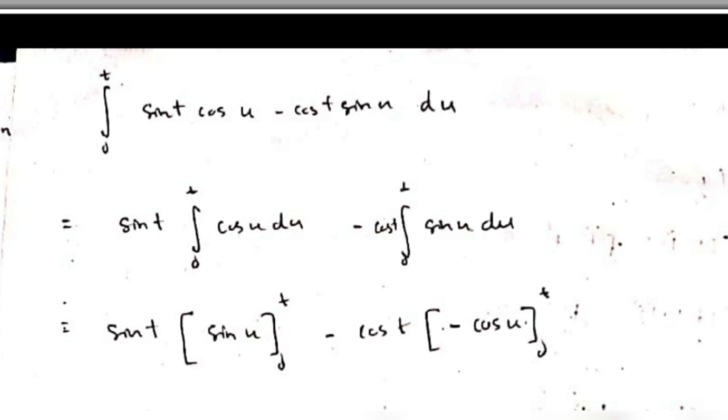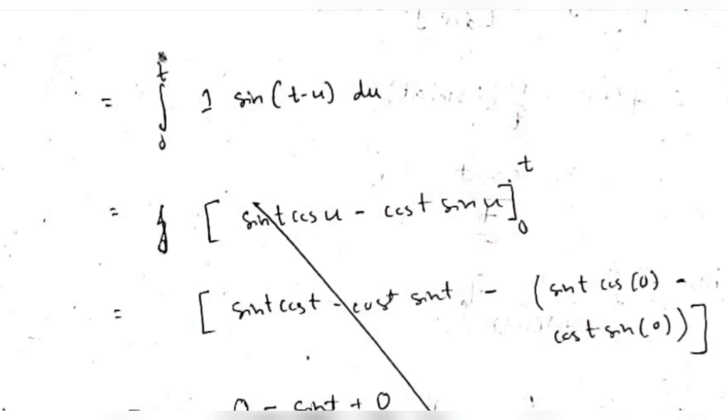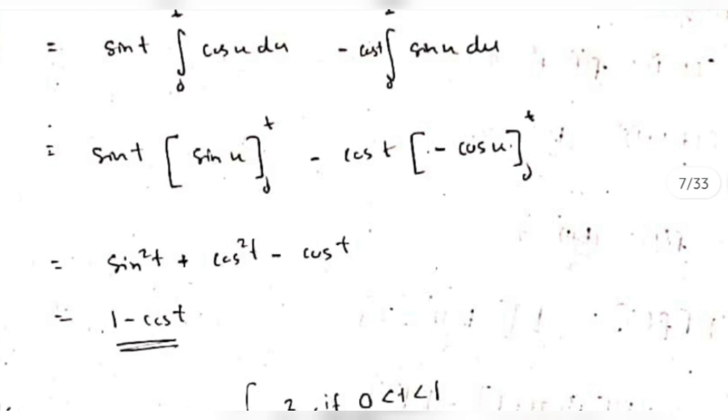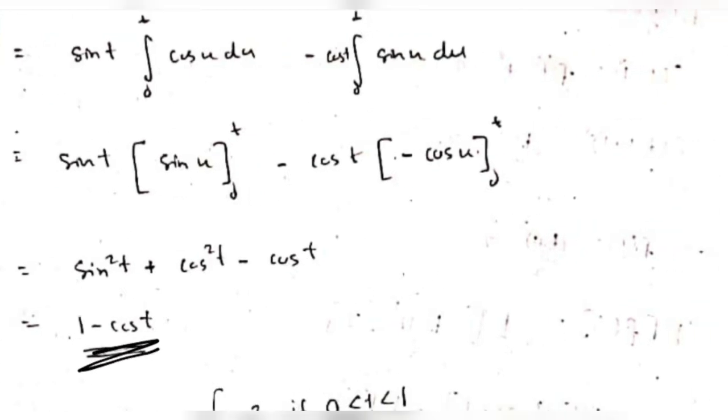Separate the terms. It was sin t minus u. Separate it, and the constant here is t, so sin t will be constant here and cos t will be constant here. Separate both of these and find the integral. Then substitute the limits to get the final answer.